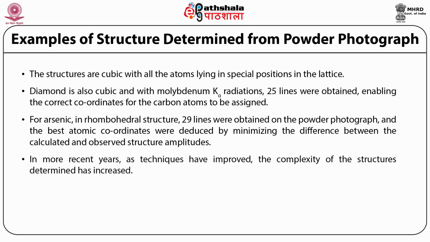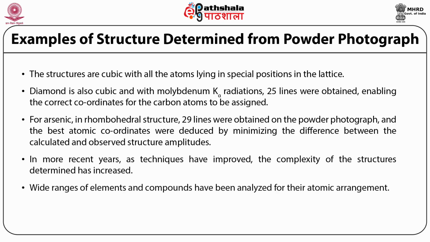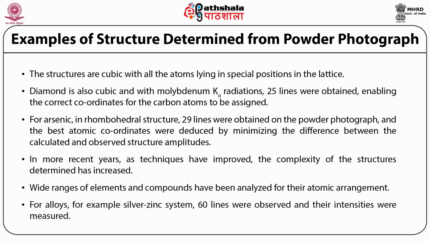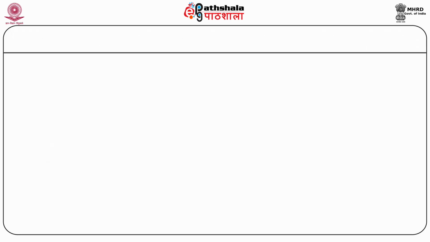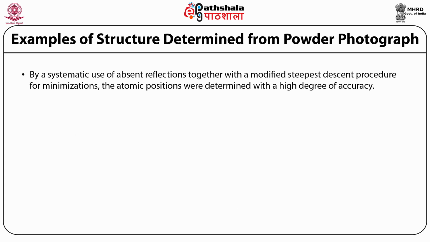In more recent years, as techniques have improved, the complexity of the structures determined has increased. Wide ranges of elements and compounds have been analyzed for their atomic arrangement. For alloys, for example the silver-zinc system, 60 lines were observed and their intensities were measured. By a systematic use of offset reflections together with a modified steepest descent procedure for minimization, the atomic positions were determined with a high degree of accuracy.